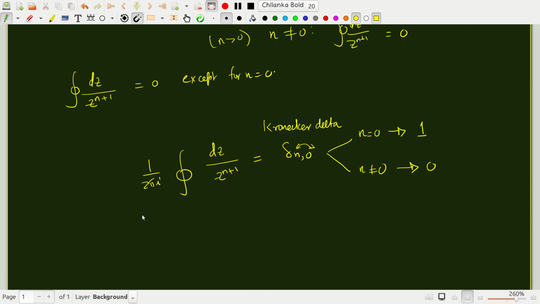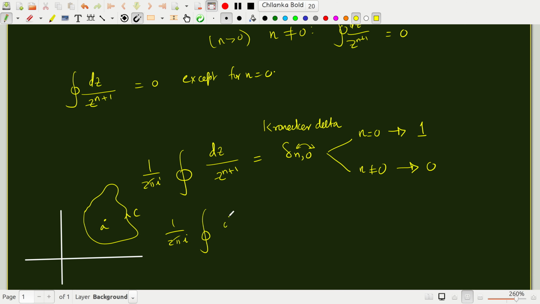Now if I were to say that the contour is not about the origin, I have the complex plane, it's an arbitrary contour about some other point a, then you can generalize this result to say that the integral of dz by z minus a to the power n plus 1 is delta n0. Okay, this is a very, very important result.